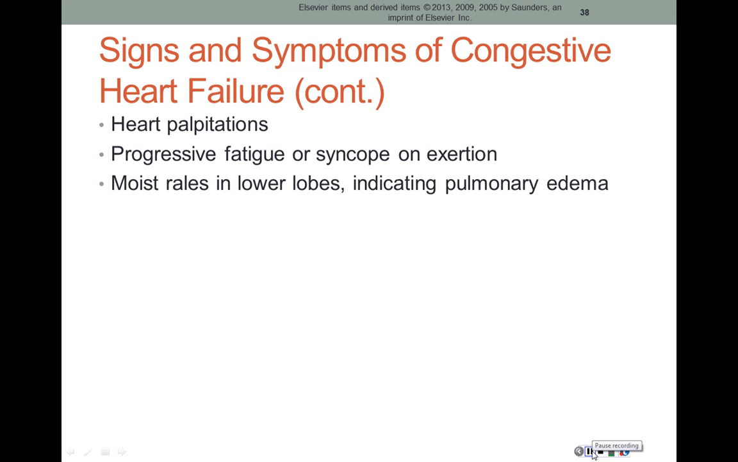They may have heart palpitations, they may have fatigue or syncope with exertion, and they may have those moist rales in the lower lobes that could be indicative of pulmonary edema.